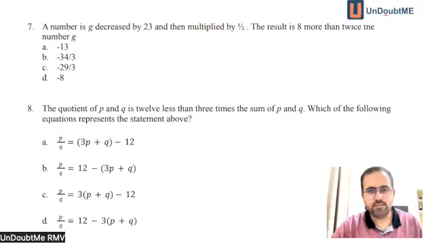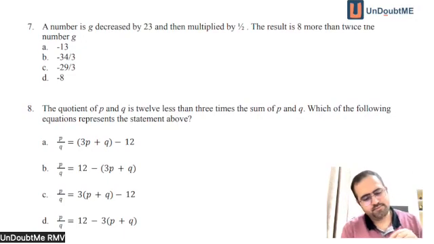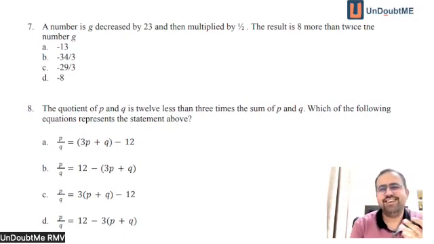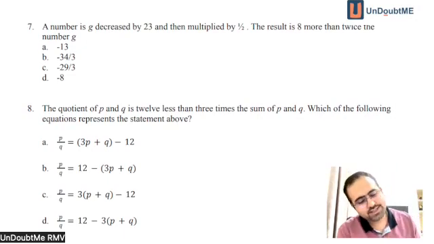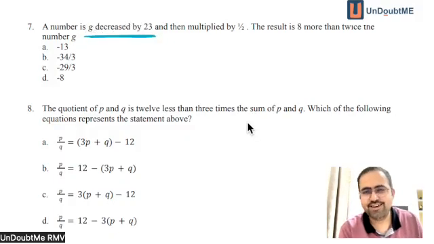Number G is decreased by 23 and then multiplied by 1 by 2. What is the meaning of that? G minus 23 or 23 minus G? 23 minus G. Once again, you fell in the trap. This time it is decreased by 23. Okay. So by is like, yeah, this is all English things.